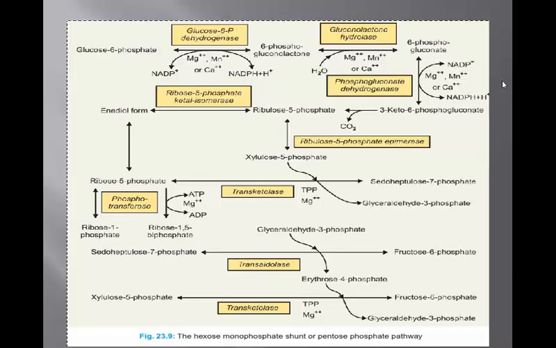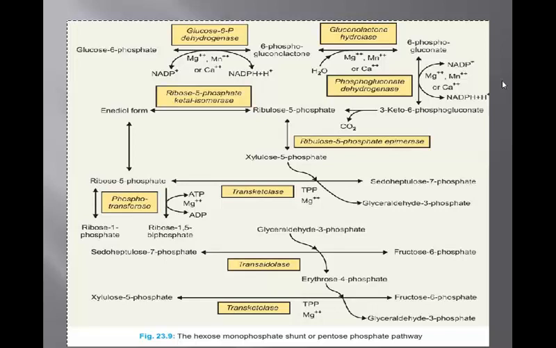Now this ribose 5-phosphate has two options. In the presence of phosphotransferase, it can be converted to ribose 1-phosphate, where the phosphate group is transferred to carbon one. Or it can be phosphorylated, where another phosphate group is attached in the presence of magnesium ion. It then forms ribose 1,5-bisphosphate because two phosphate groups are attached.